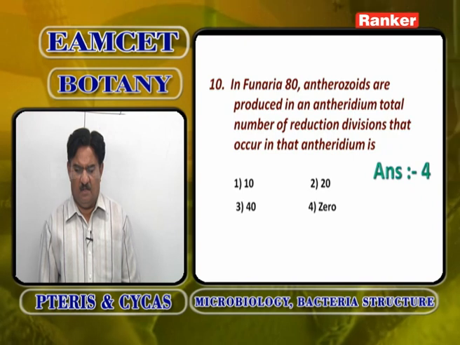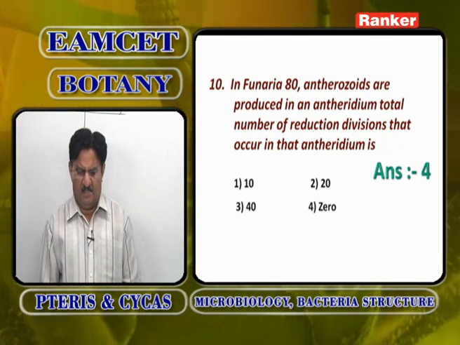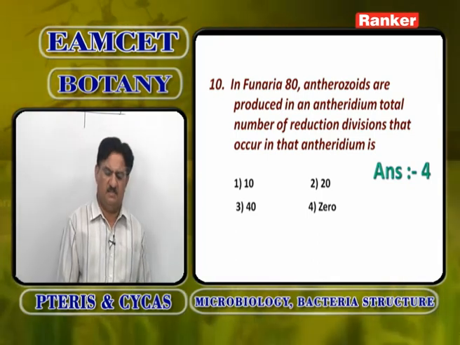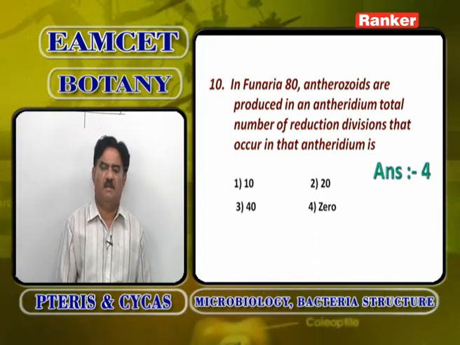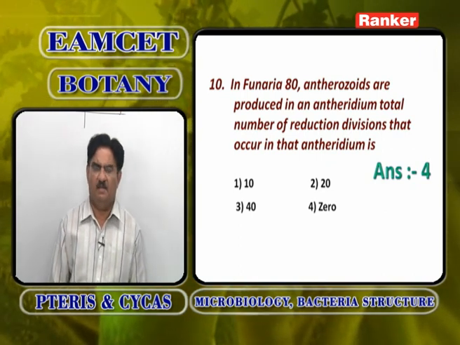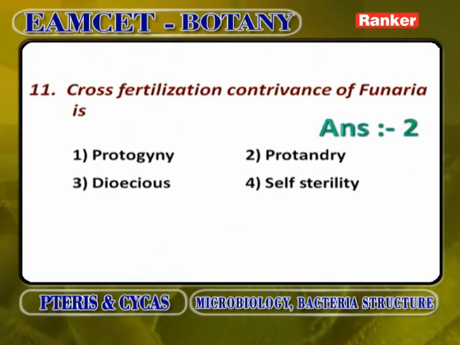In Funaria, 80 antherozoids are produced in an antheridium. The total number of reduction divisions that occur in an antheridium is, everybody will definitely get confused with this. By 80 by 4, they write 20, but here the answer is 0.